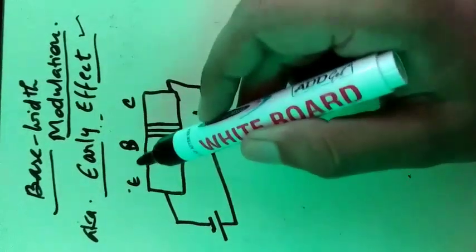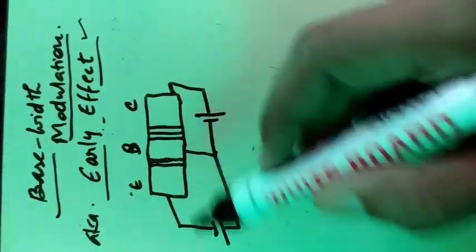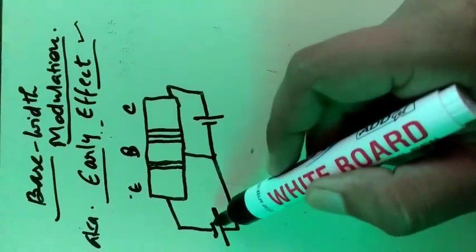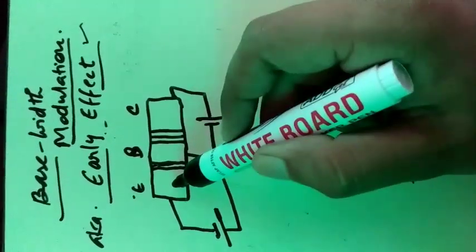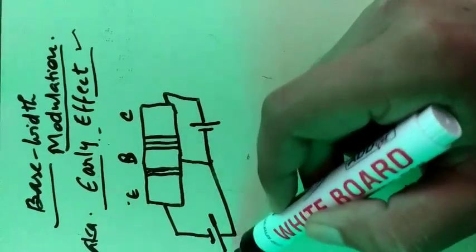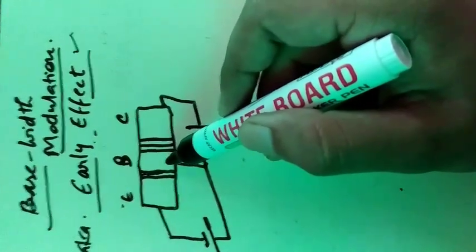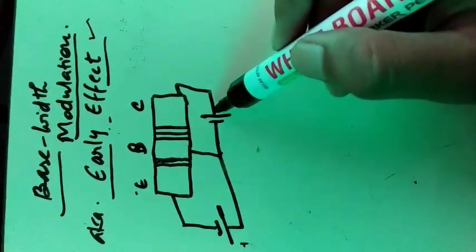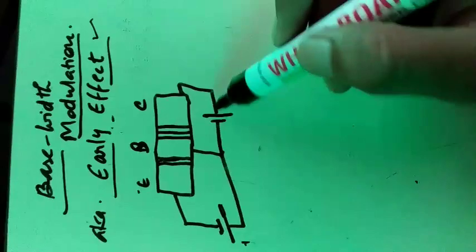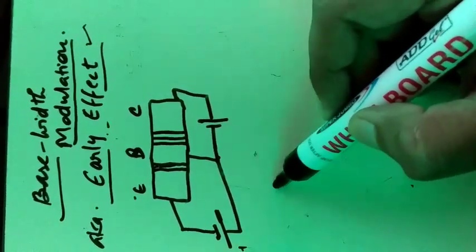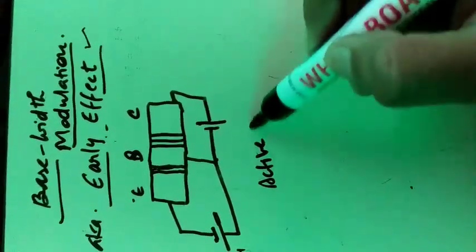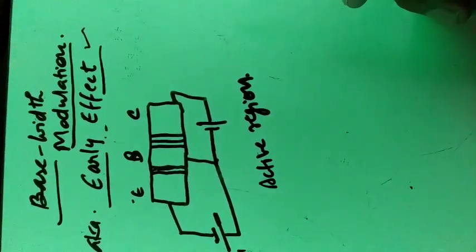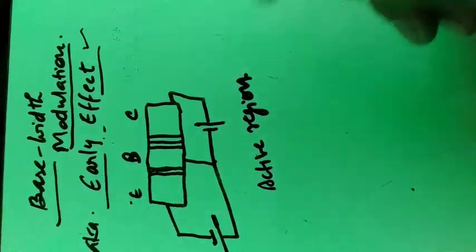This is a transistor, an NPN transistor, as most transistors are NPN. This is the base, this is the emitter, and the base is connected to the positive of the battery, so it is forward biased. The collector is connected to the positive terminal, so it is reverse biased. So overall this transistor is working in the active region. Okay, so we will see what the Early effect, or base width modulation, is in this.